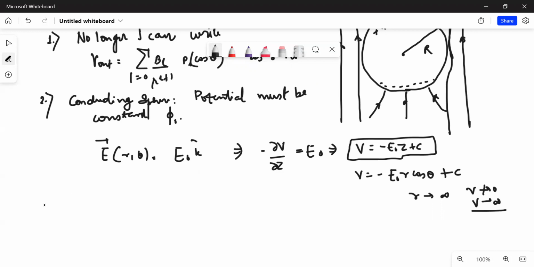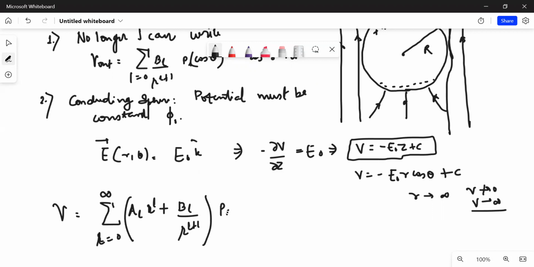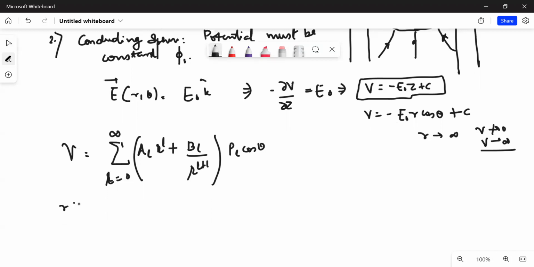So in general, I'll write the potential as a summation over L equals 0 to infinity of A_L r^L plus B_L upon r^(L+1), times P_L(cos theta). And as I know, for the very far off condition, that is for all r greater than R, or as r tends to infinity, my potential would remain as minus E naught r cos theta plus C. This is how it will remain.